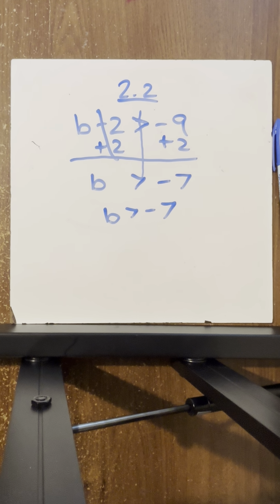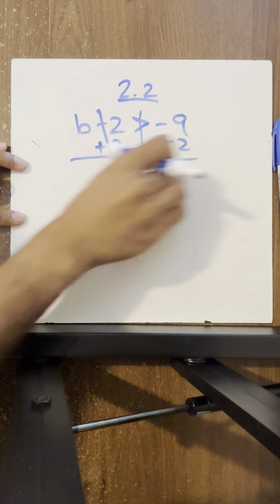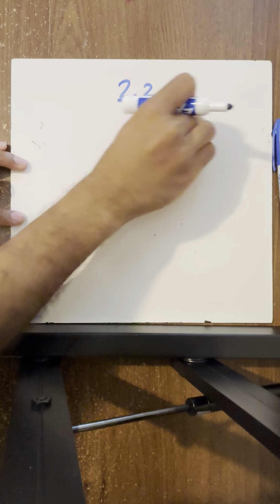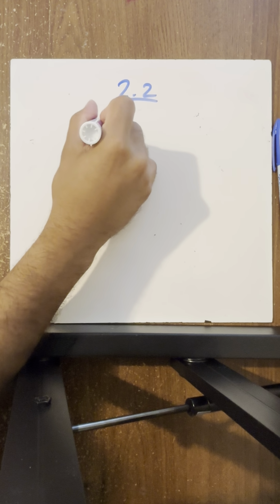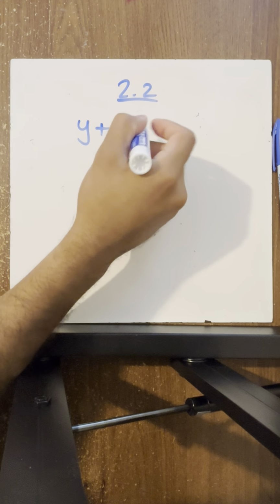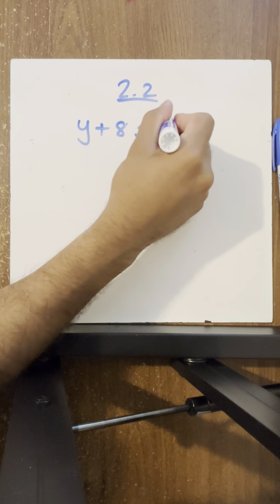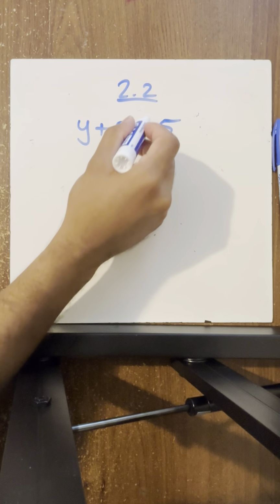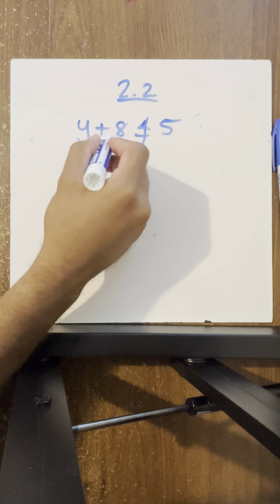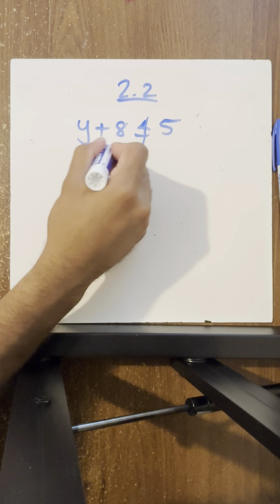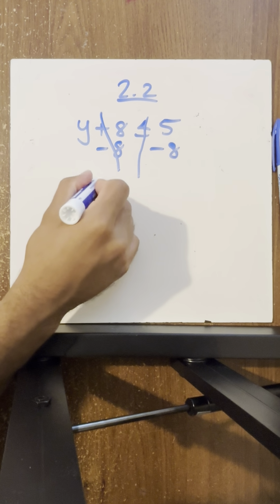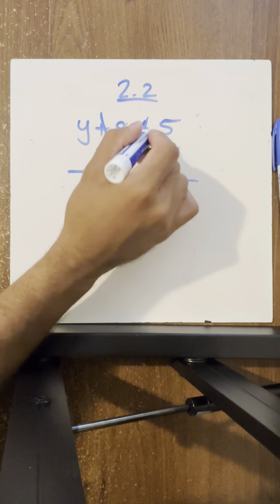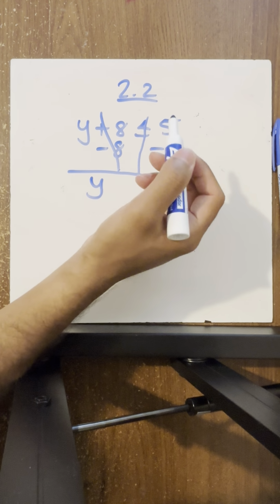All right, now let's take a look at subtracting. All right, so let's say that our question says y plus 8 is less than or equal to 5. Same idea, we want to get the numbers onto this side, so let's subtract the 8 onto the other side, leaving us with y.